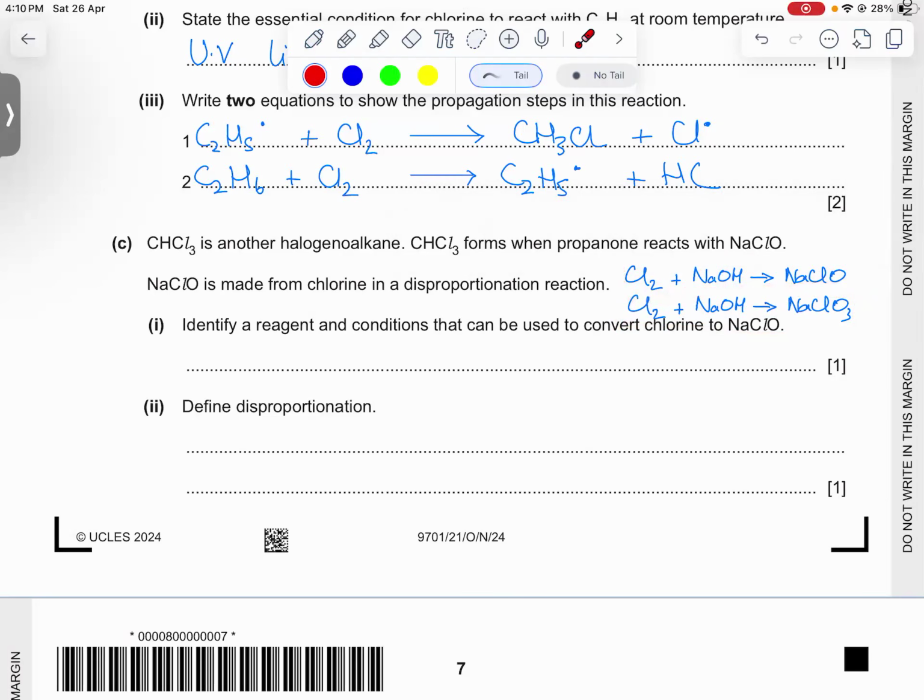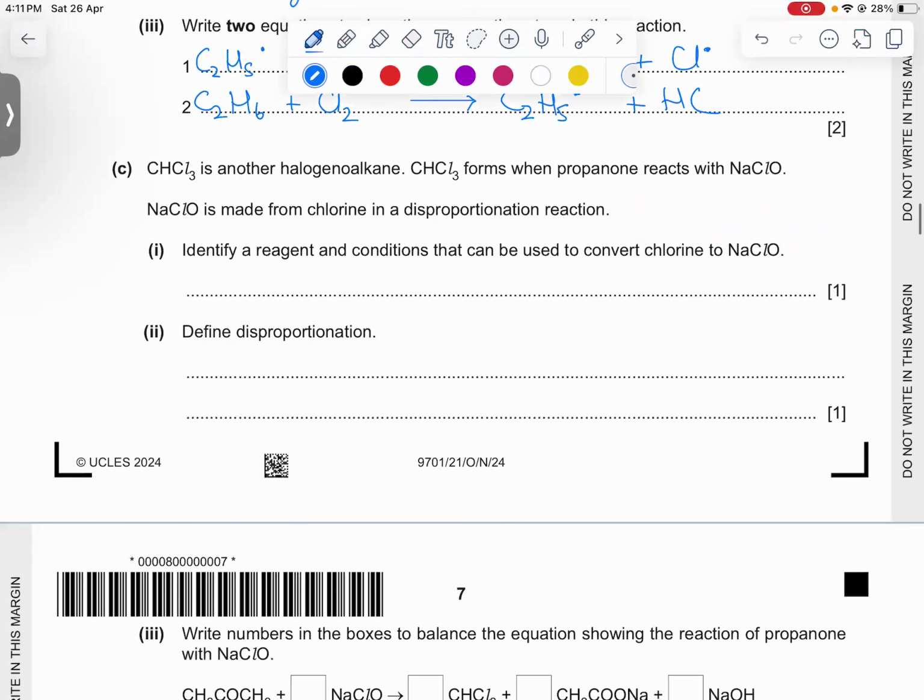Please remember, NaClO is formed when we use cold and dilute sodium hydroxide, and NaClO3 is formed when we use hot and concentrated sodium hydroxide. For now, we want to produce NaClO, so we use cold, dilute, aqueous sodium hydroxide.